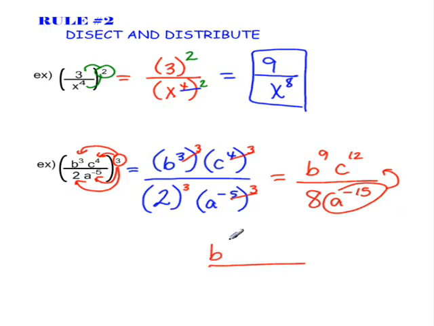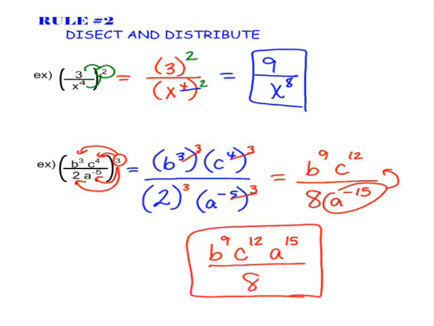On top, b to the 9th, it was good. c to the 12th, it was perfect. That a to the negative 15 down below is now being moved to the top. Move it and lose it. So all of my letters ended up being on top. The only thing that's left on the bottom is this number 8. We are done. Can't simplify any more.